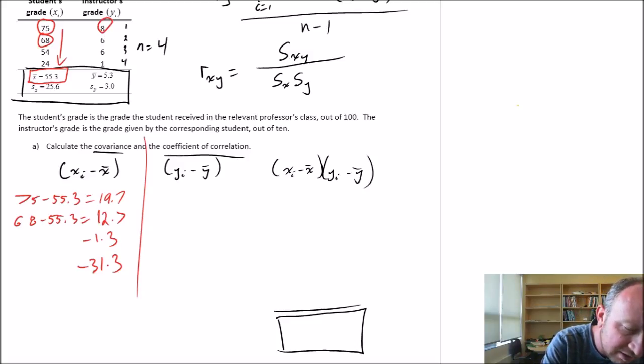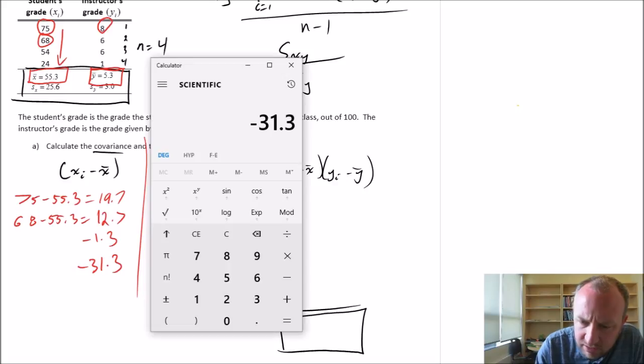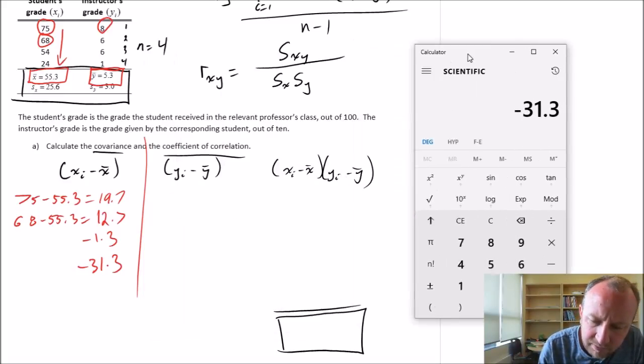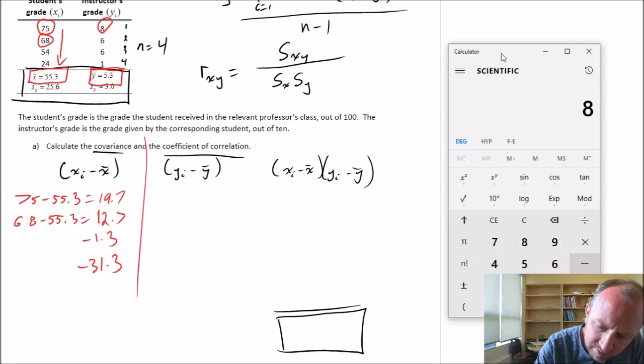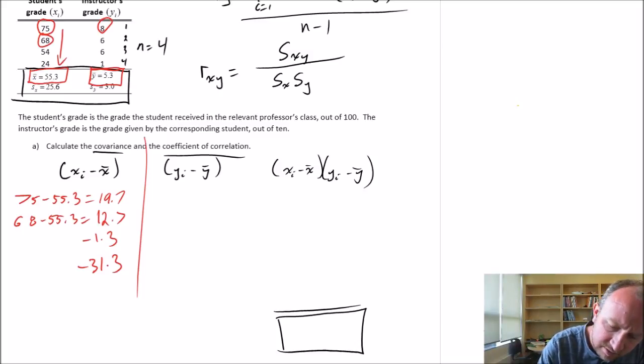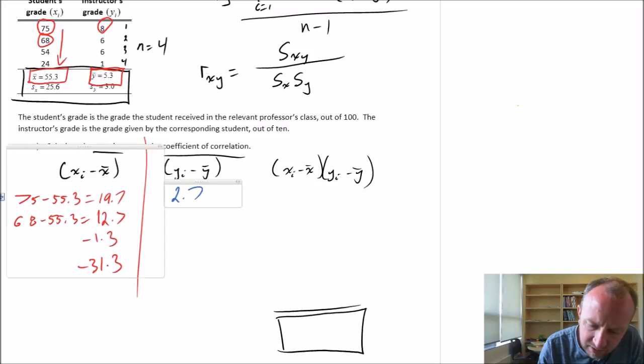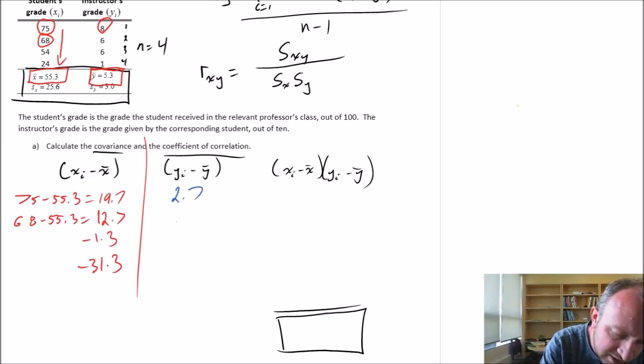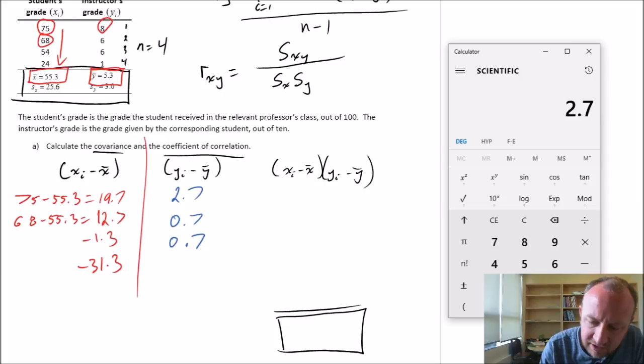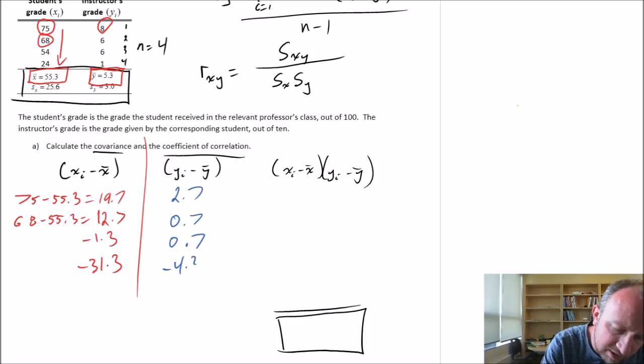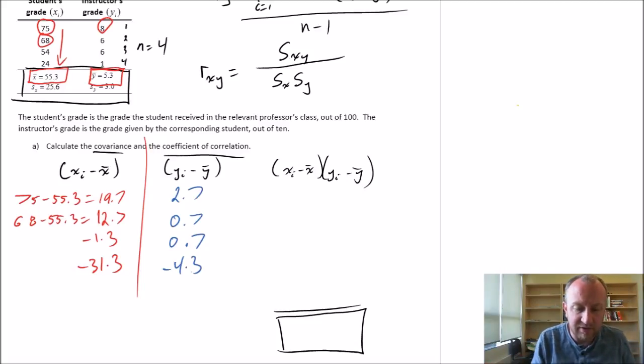So I'm going to start here, and now this is my mean of interest, 5.3. So our first, 8 minus 5.3, is 2.7. 6 minus 5.3 will be 0.7. Next one's the same, 0.7. And 1 minus 5.3, negative 4.3. Okay, so there we have all of our differences.